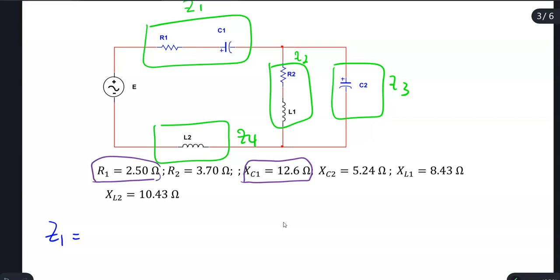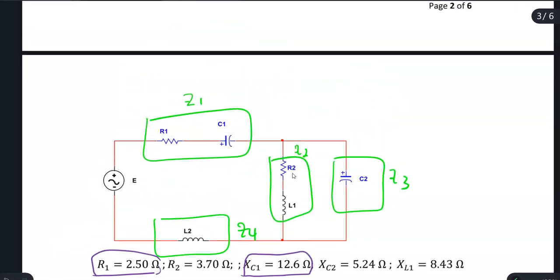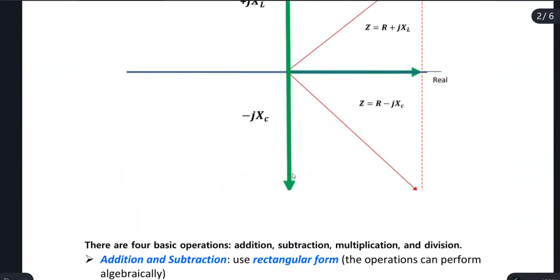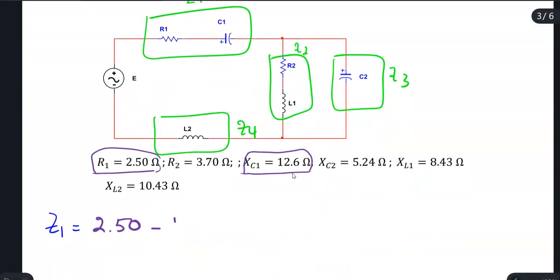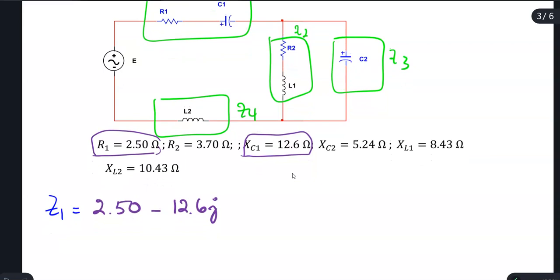So Z1 is equal to 2.50, but I have the capacitive reactance. The XC here is called the capacitive reactance. There are formulas to calculate the capacitive reactance, but I just give you the value in this class. This one will take the negative part of J, so I'm going to put a minus in front of this: minus 12.6 J. This one is in rectangular form.